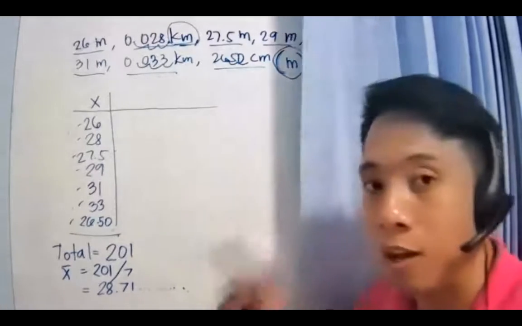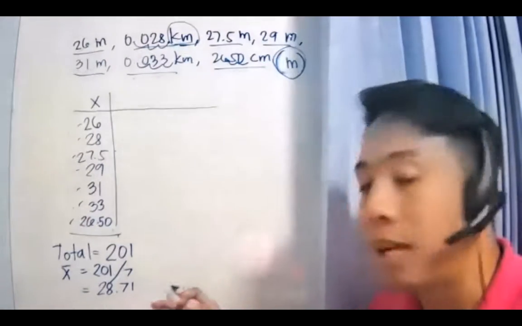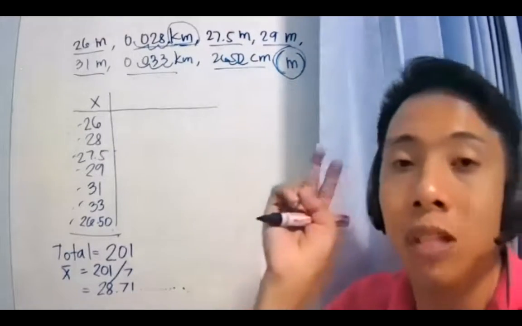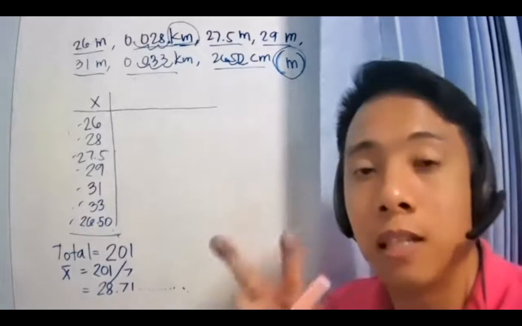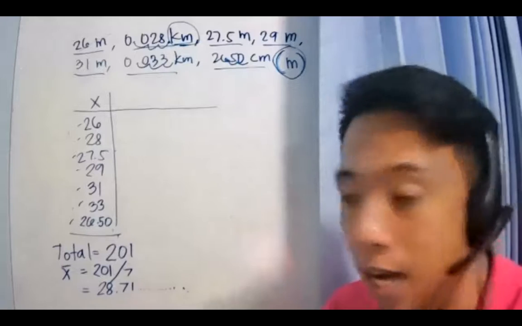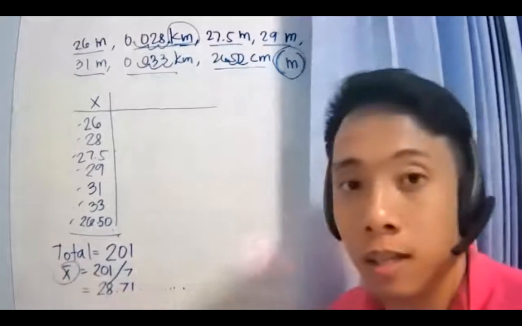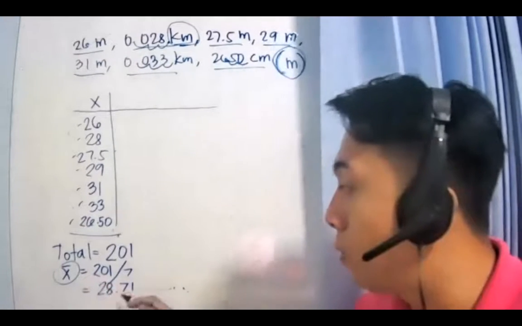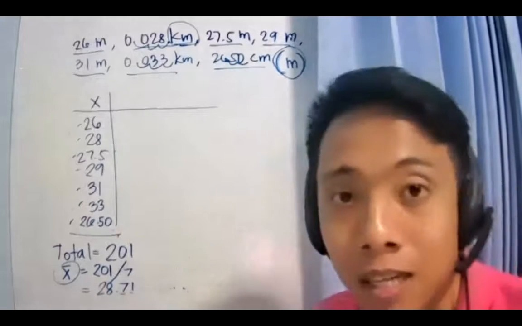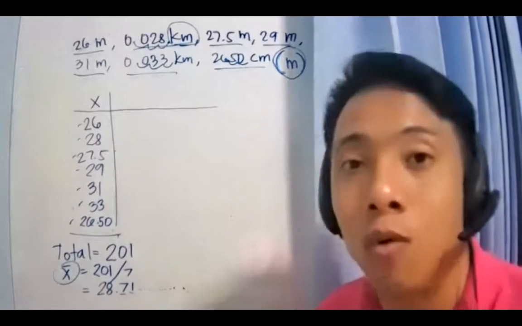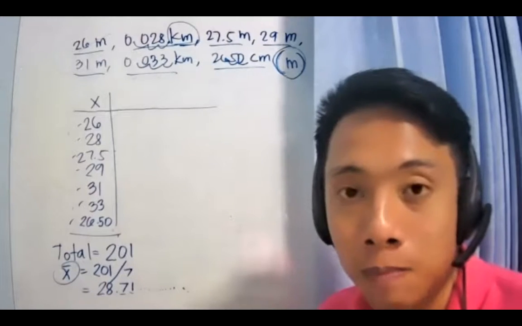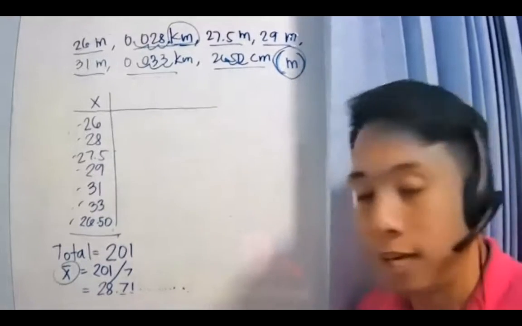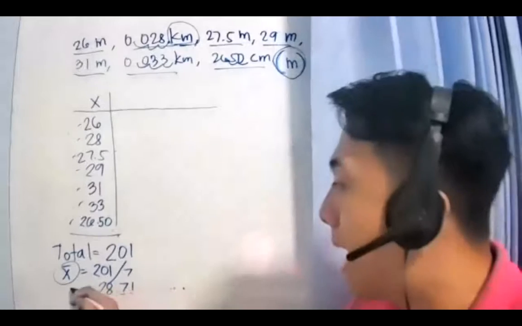So, kapag nag-solve tayo ng mean at medyo madami ang ating numbers, we need to stick to 2 decimal places only. Again, 2 decimal places only. Okay? In terms of mean. You got it? Kuha. Okay? So, 28.71, 2 decimal places only. Ha? Baka sabihin nyo, hindi ko naman sinabi, ha? So, 2 decimal places only. Yan. So, this will be our mean.